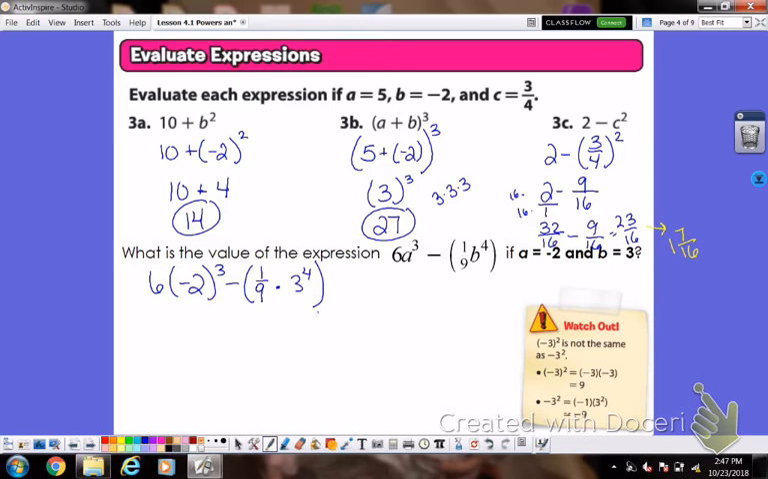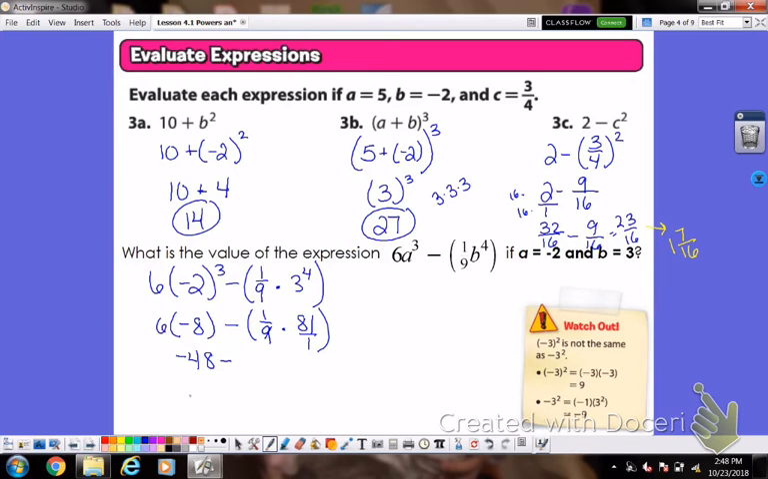Okay, we're going to take care of exponents first. So 6 times, the only thing raised to the third power here is our -2. So -2 times -2 times -2 will give us -8, minus 1/9 times 3 to the fourth. So 3 times 3 times 3 times 3 is 81. Since I have a fraction here, I'm going to go ahead and make 81 into a fraction as well. And now we're multiplying. So 6 times -8 is -48 minus 1/9 times 81 over 1.